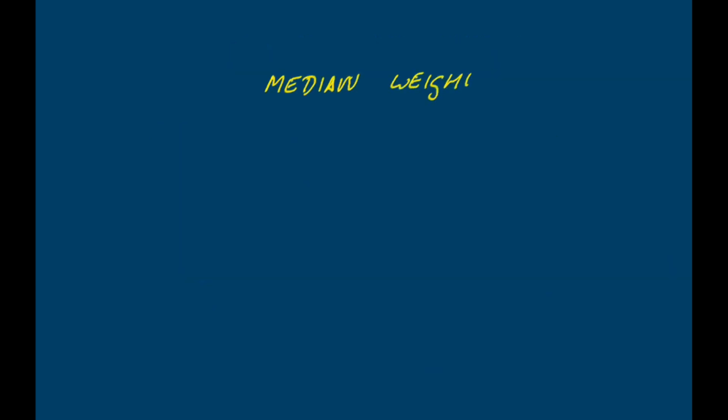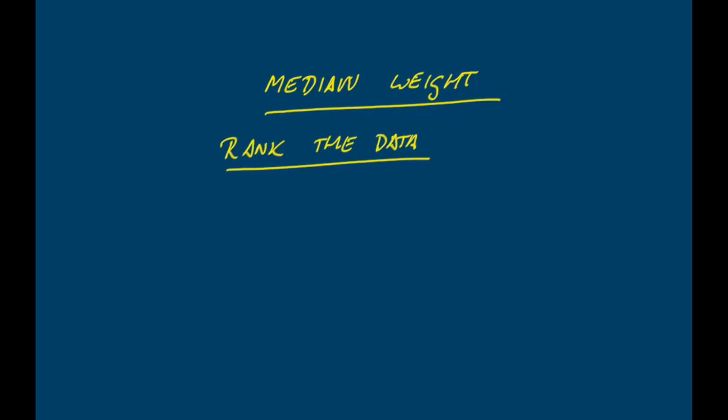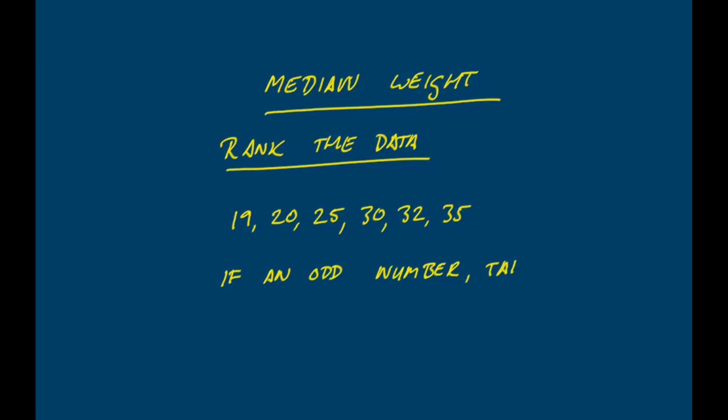What about the median? Well, the median is the middle number. If you take all of your data and you rank them, which means you put them in order, starting with the smallest and going to the biggest, then the median value is the one in the middle. So you rank your data, and we're going to do that with our data. There is no middle value here, and that's because we've got an even number of data points.